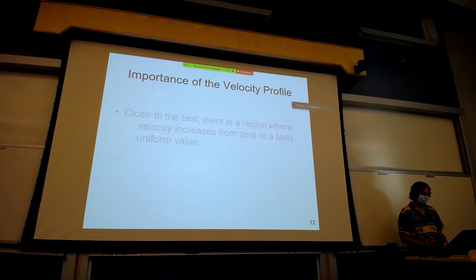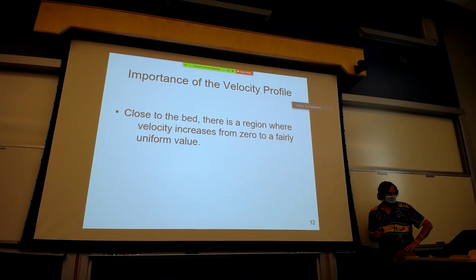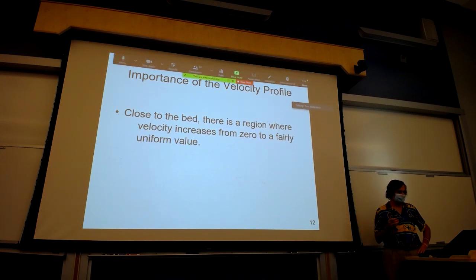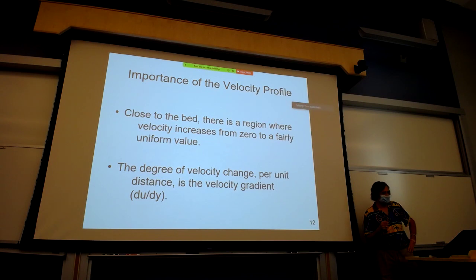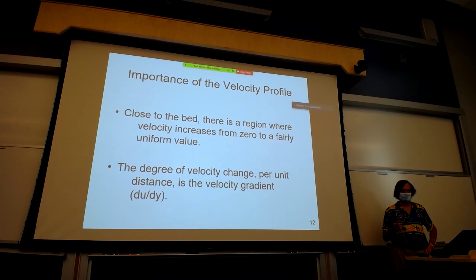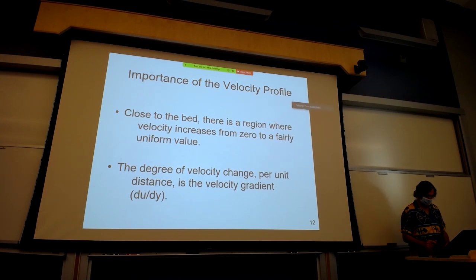So what's the importance of the velocity profile? Close to the bed, where the plate is, there's a region where the velocity increases from 0 to a fairly uniform velocity. The degree of the velocity change per unit distance is the velocity gradient, du dy, as we indicated before.